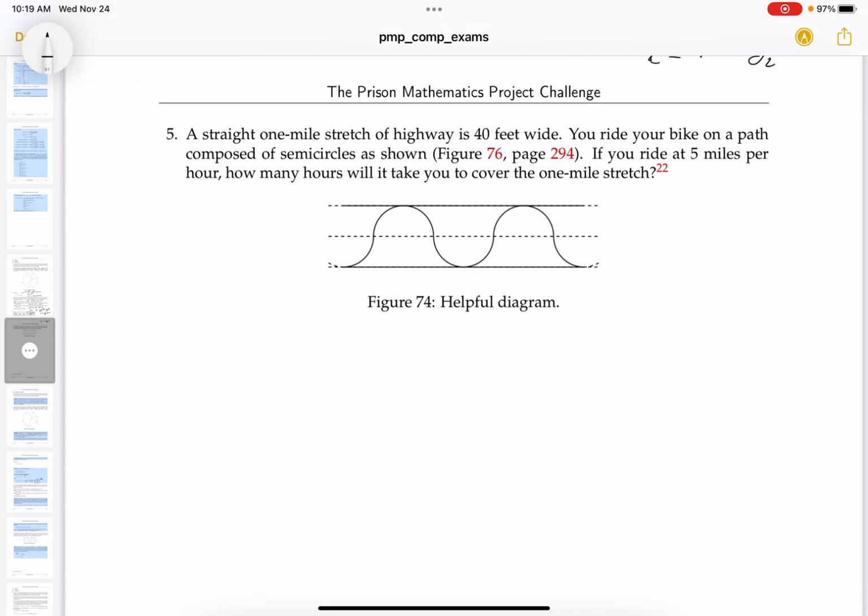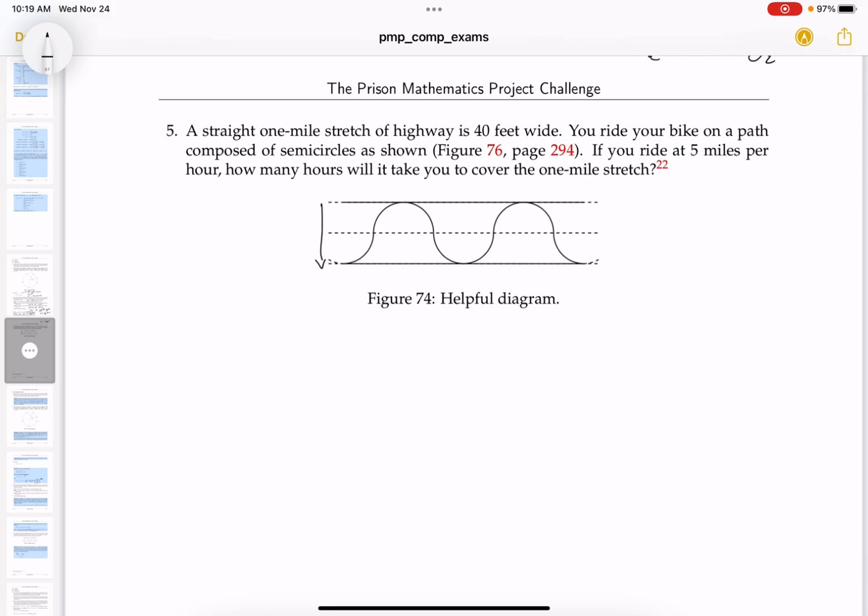It says, it's a straight 1 mile stretch of highway 40 feet wide. So 40 feet wide. You ride your bike on a path composed of semicircles. I see that. All right. And you ride the bike at 5 miles per hour. How many hours will it take for you to cover the 1 mile stretch? Well, again, I want to point out he's not going straight. He's like in a zigzag motion here.